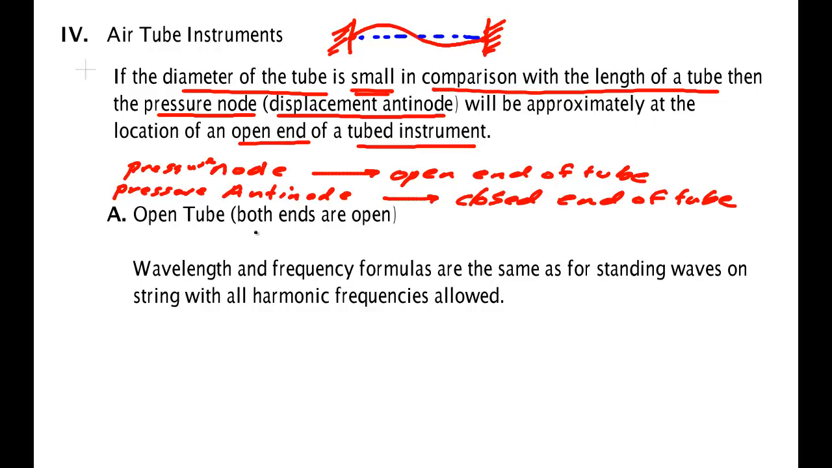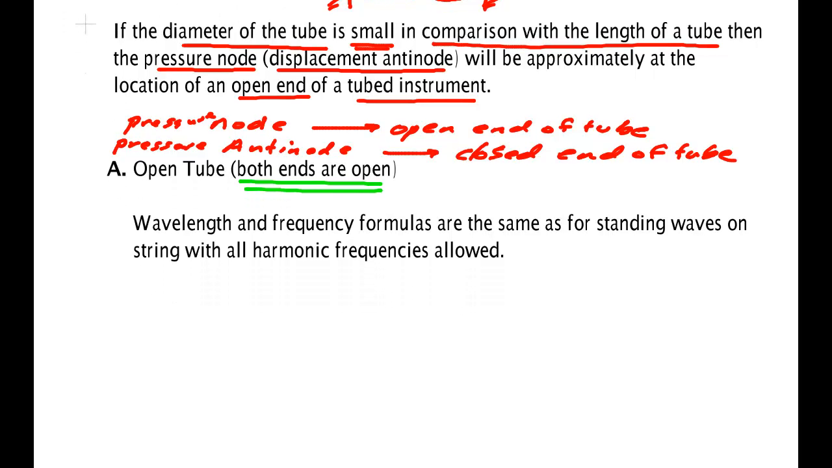Now, an open tube is when both ends are open. You'll never have a case where both ends are closed. In that case, no sound gets out of the tube. But you either have both ends open or one end open of the tube. So let's look at the analysis for an open tube.